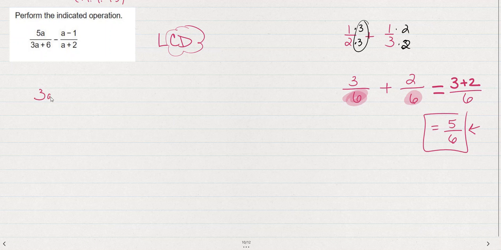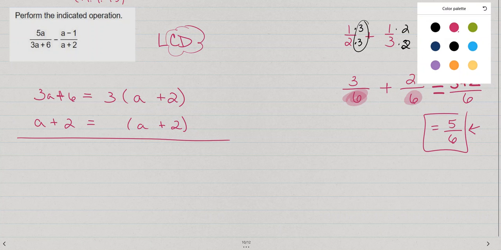So I'm going to take this 3a plus 6 and factor it. When I factor that, I can factor out the GCF 3, and I'd have 3 times the quantity of a plus 2. And then I'm going to take this a plus 2, and, well, it doesn't factor, does it? But notice how it's common. That a plus 2 is common to both of those.